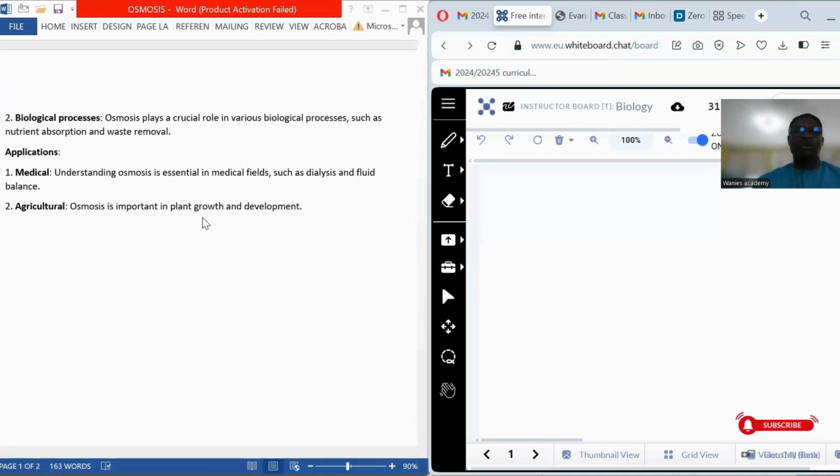So all in all, osmosis is a process where materials move from a region of higher concentration to that of lower concentration, or it can also move from a region of lower concentration to that of higher concentration, but a selectively permeable membrane is what is needed. Osmosis is carried out by living tissue.